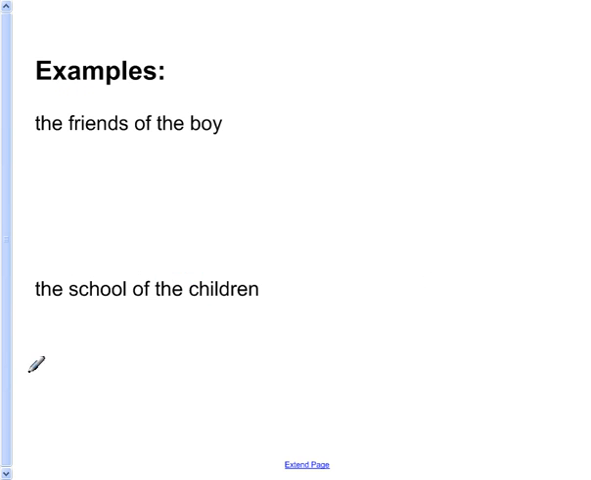Let's look at an example. The friends of the boy. The owner is boy, and the friends is the item being owned. So, boy and friend. Possession does exist, so let's add an apostrophe S, and let's look at the last letter of the owner word, or the possessor word. It is not an S.